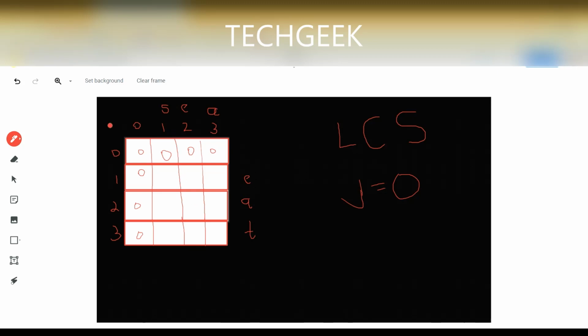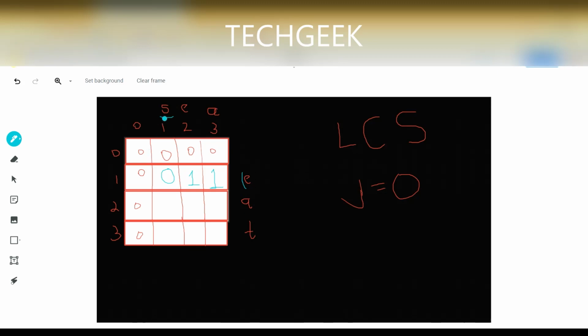How we'll be comparing, let's say S and E. We'll look here. Are they equal? No. If they are not equal, we'll take the maximum of these two, that's i minus 1, j and i, j minus 1. So which is maximum? Obviously maximum is 0, so we'll have 0. Again coming here, E and E, are they equal? Yes. If it is equal, we'll take 1 plus the diagonal upward element. 1 plus 0 is 1. Again, A and E, are they equal? No. So we'll take these two. The maximum of these two is 1.